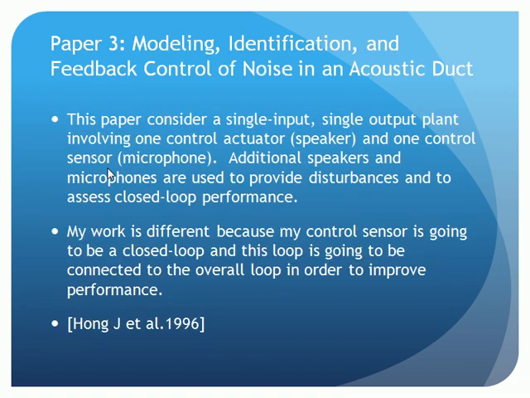Paper 3: Modeling, identification, and feedback control of noise in an acoustic duct. This paper considers a single input, single output plant involving one control actuator and one control sensor. Additional speakers and microphones are used to provide disturbances and to assess closed-loop performance. My work is different because my control sensor is going to be closed loop and this loop is going to be connected to the overall loop in order to improve performance.